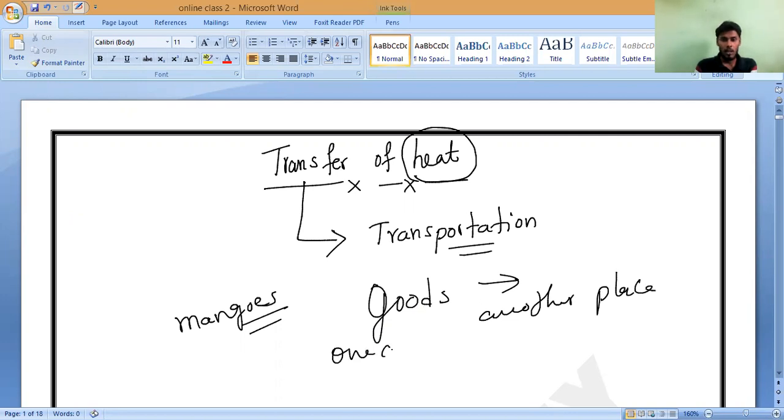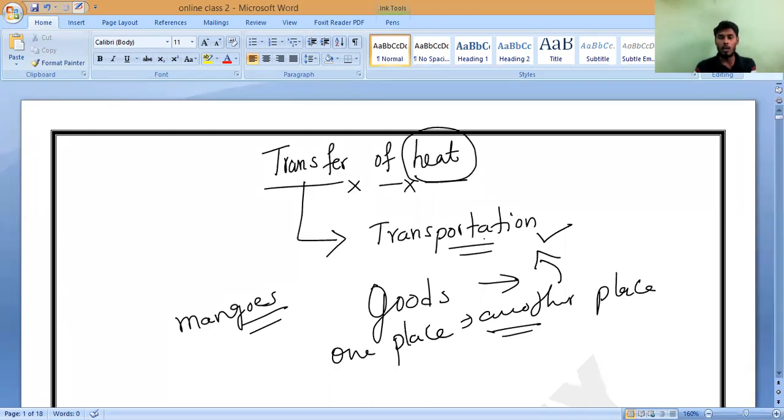In the same way, if you are carrying goods from one place to another place, one minute, I will write neatly. One place to another place, that is only what we call transportation. You may carry people, you may carry the load, living things and non-living things, or you can transport food, animals, whatever it is. That is only what we call transportation.